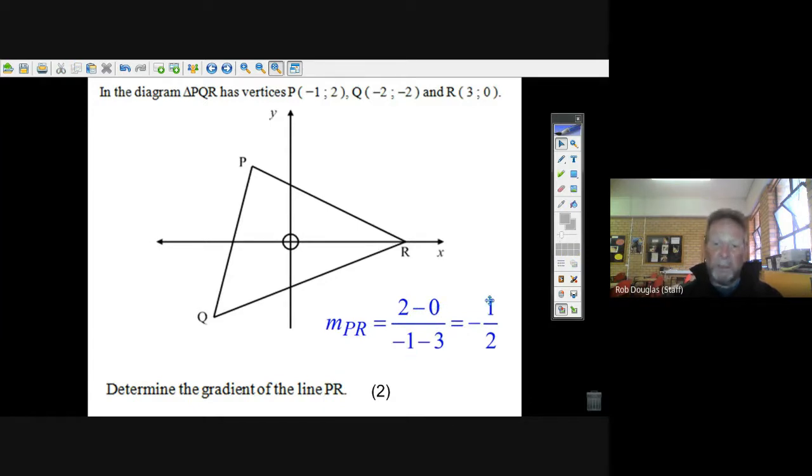2 over 4 is the same as a half, but it's negative on the bottom, positive on the top. That makes this a negative number. You know, you could put the negative up here or down here. I usually like to put the negative in front, though. So we've got the gradient of PR now.